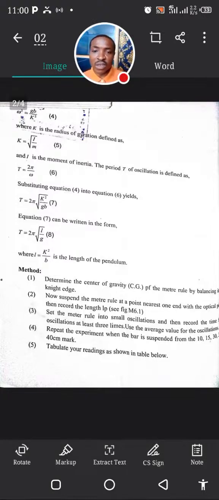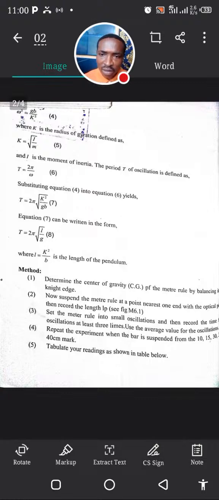So you are going to see that each of these lengths that is being drilled is the distance from that hole to the tip of that very meter rule. Counting from that length up to the tip is our LP. Then we also have what we call LG, which is the length at the center of gravity, which is sometimes 50, 45, 49.5 as the case may be, depending on what your group is going to get.